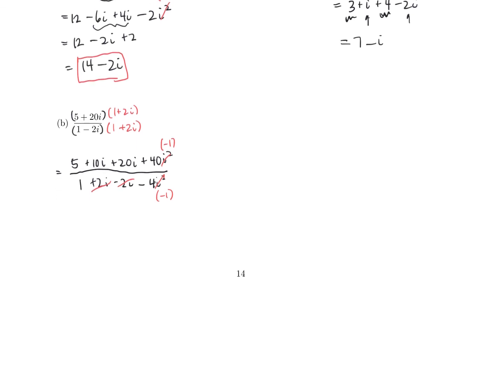So we would get 5 plus 30i, and then we have 40 times a -1. That would give us a -40 over 1. -4 times -1 is going to be plus 4. So then when we continue to simplify, on the top we have 5 minus 40. That gives us a -35 plus 30i over 1 plus 4 is 5.